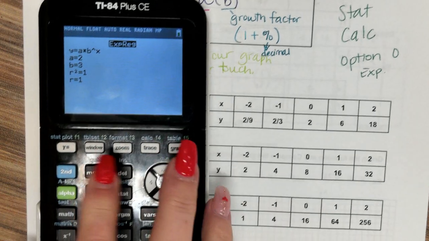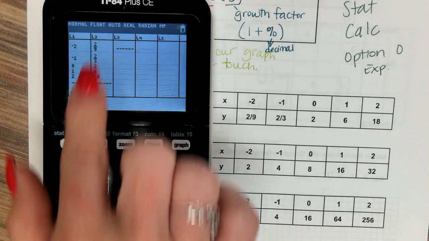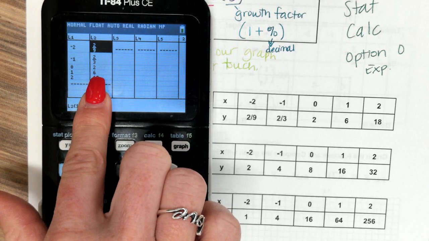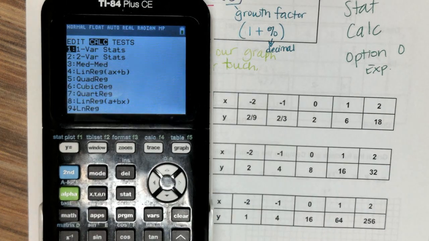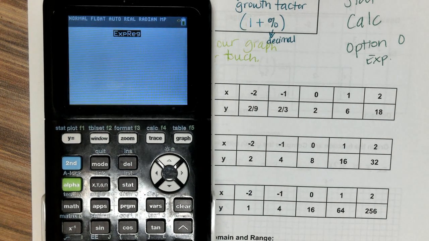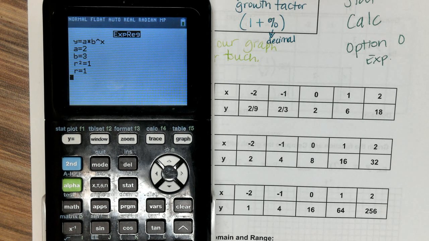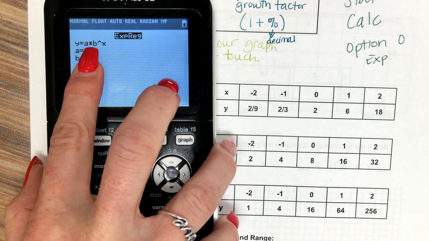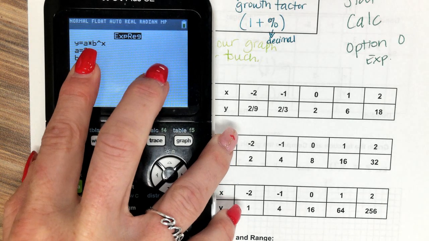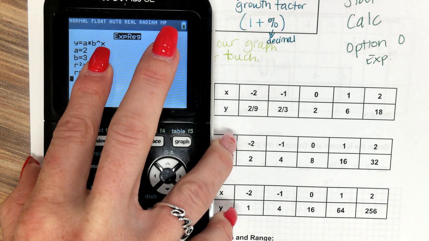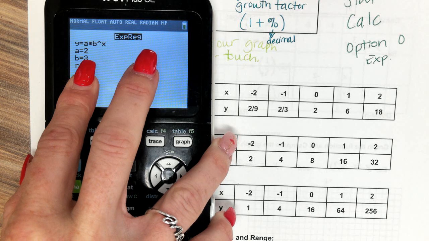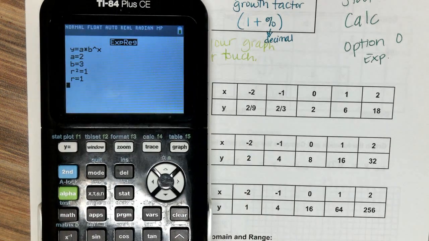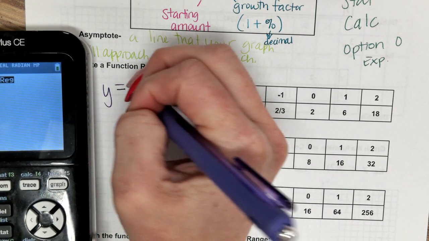You should have already, okay, so I'm going to go back. Look, stat, edit. Did you get your list put in? Once you have your list put in, stat, calc, option 0. You don't have to tab down. You can literally hit the 0 and then hit enter until it gives you your equation. Everybody look at the top. It's telling you how to write it. It's saying y equals a times b to the x power. Then you fill in 2 for A and 3 for B. It's that simple. Okay? So y equals 2 times 3 to the x power.